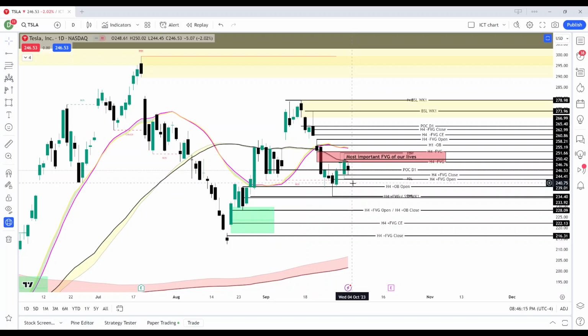If we're looking at our PO3 model as far as consolidation, manipulation, distribution, right, there's a potential that we had consolidation actually happen on Friday, right? And could this move up have been the manipulation, and then we're starting to distribute to the downside? That's entirely possible. If that was, we'd be looking to close that bullish fair value gap tomorrow or even into Thursday if we got continuation.